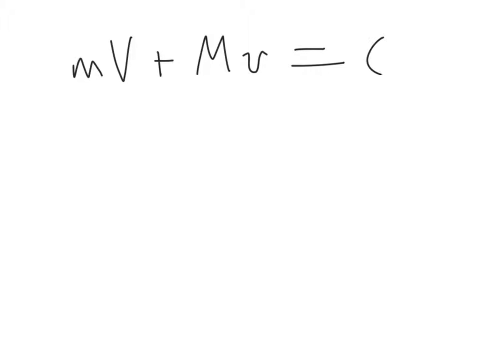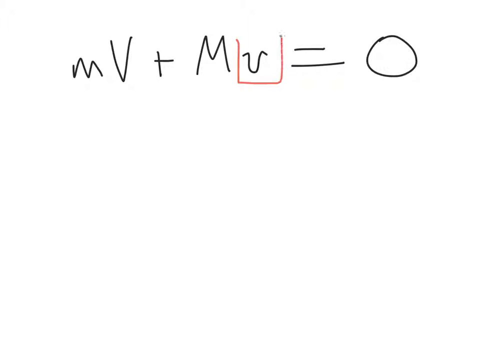So now we can say that those are equal. So we have the momentum after, which is going to be the mass of the bullet times the velocity of the bullet plus the mass of the gun times the velocity of the gun. That's the momentum after. It's got to be equal to 0 because that was the momentum before. The momentum before has to equal the momentum after. And what we're looking for is this guy here.